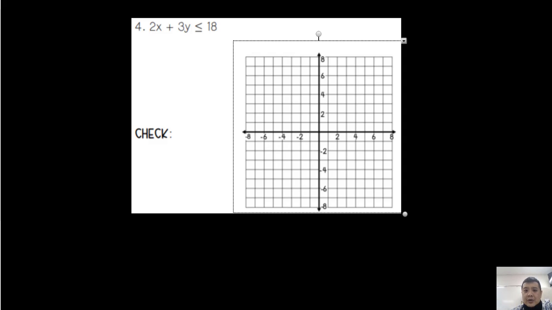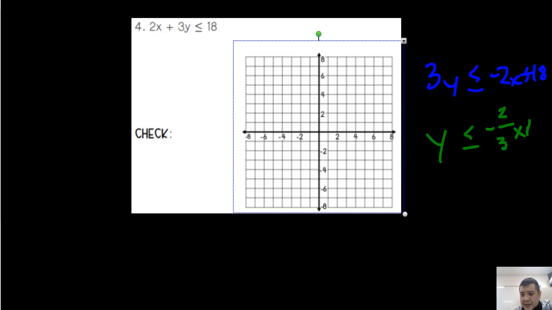Here, this is in standard form, so we're going to change this into slope-intercept form. We're going to subtract 2x from both sides, and we get 3y is less than or equal to -2x plus 18. Then we're going to divide both sides by 3, so y is less than or equal to -2/3 x plus 6. So we have a y-intercept of 6.